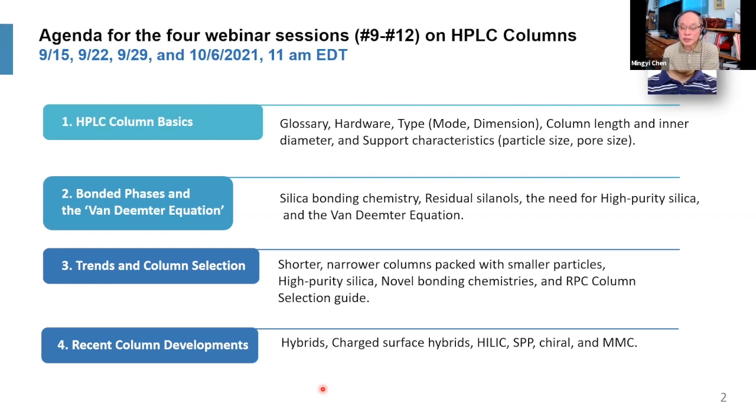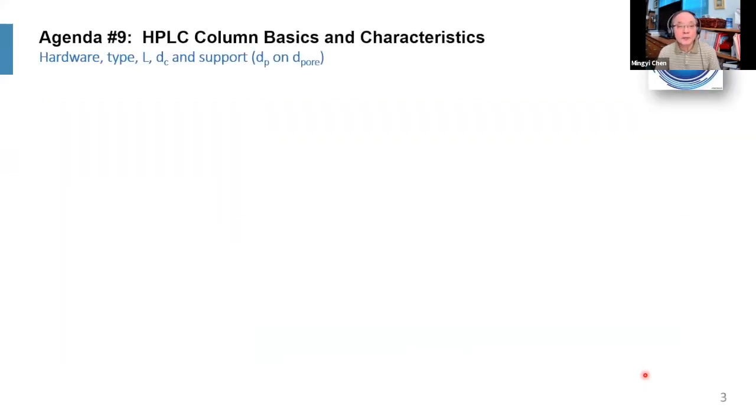I want to mention something called SPP. I will continue to mention that. That's really something that you should be aware of. SPP stands for superficially porous particles, something that you really should be using today if you're developing a new method. Also, chiral separation, and MCC standing for mixed mode chromatography.